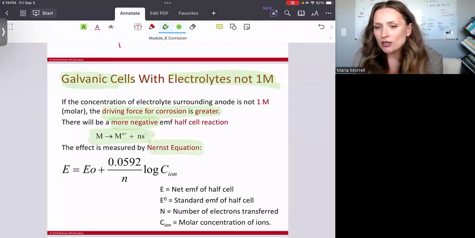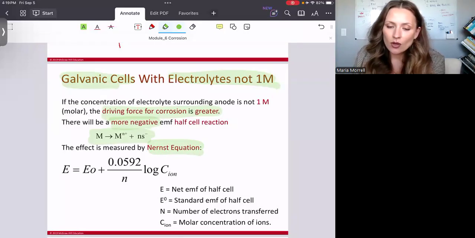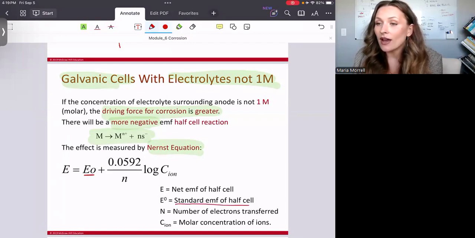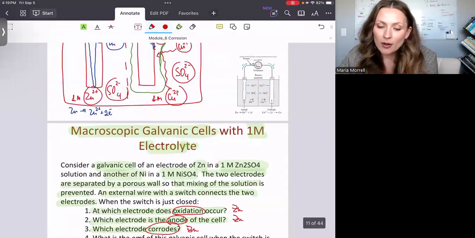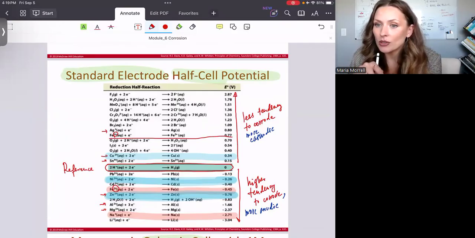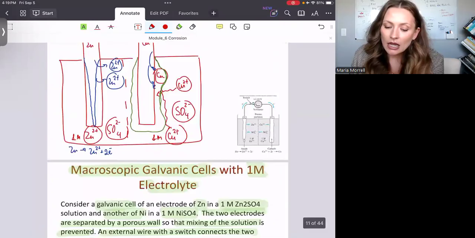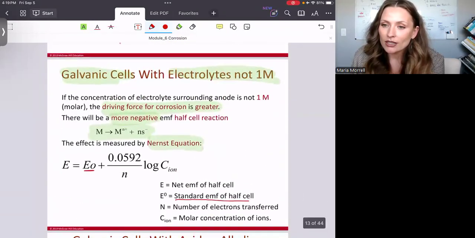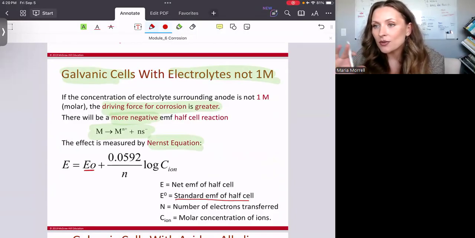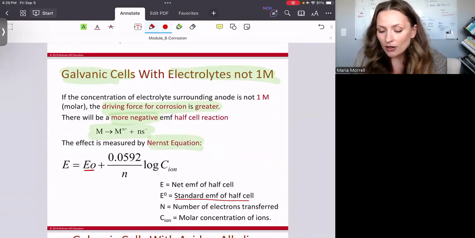I want you to look at this equation, and let's go step by step through what is included in there. First, you have this E naught, that is the standard EMF of the half cell. What does it mean? These are the numbers from this table, what you were used to, because everything here was estimated for a 1 molar solution. Now, if your electrolyte is not 1 mole, you need to add whatever comes after the plus sign. And there are just a few things.